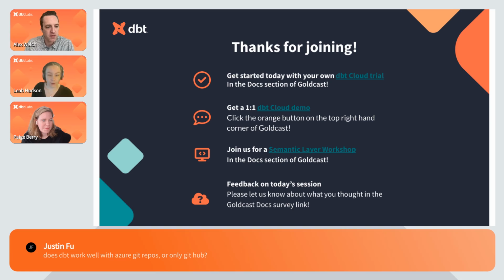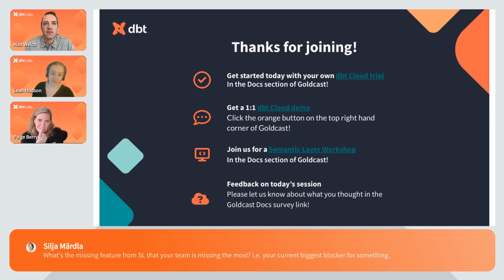Cool. Okay, one more really quick. What's the missing feature from Semantic Layer that your team is missing the most, i.e. your current biggest blocker for something? I'm really looking forward to being able to query Semantic Layer metrics in the IDE. Yeah, I think that's really cool. If I had to look forward a year from now, what would be really cool would be to allow people who aren't necessarily on the data team to help build the metrics through the IDE in some capacity, and in the true sense of democratizing data and the logic and the ownership, to use the SL to actually enable that.